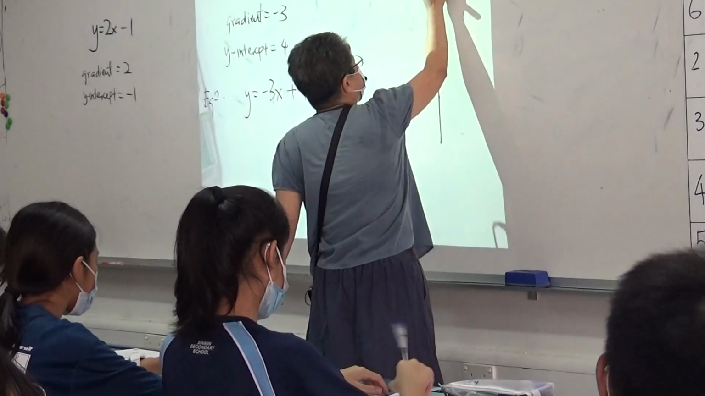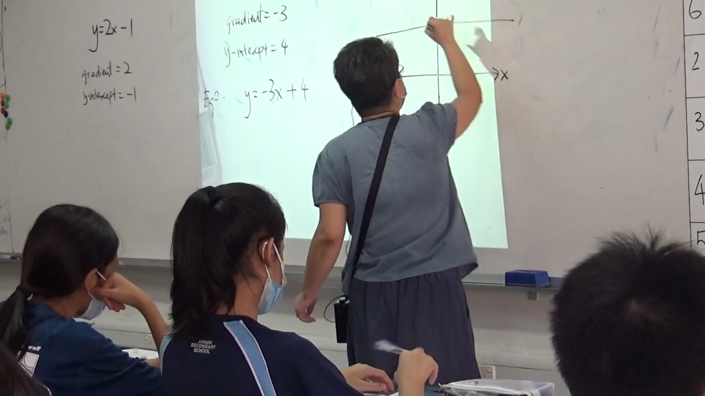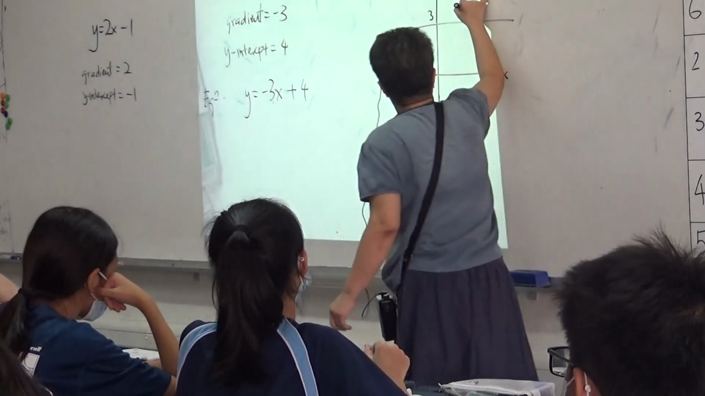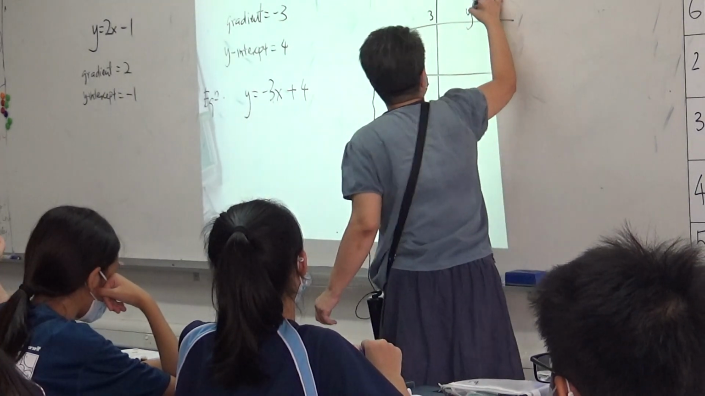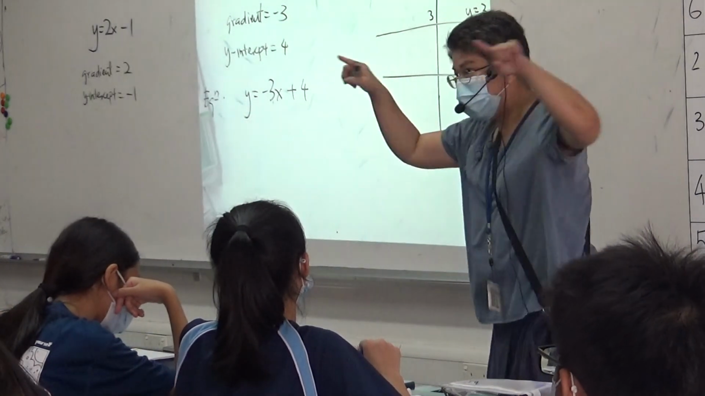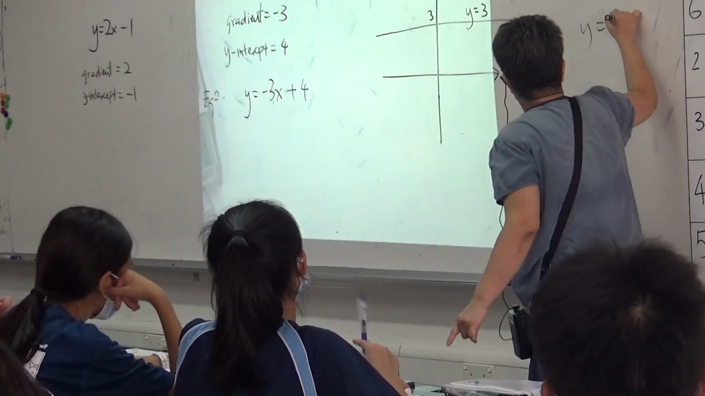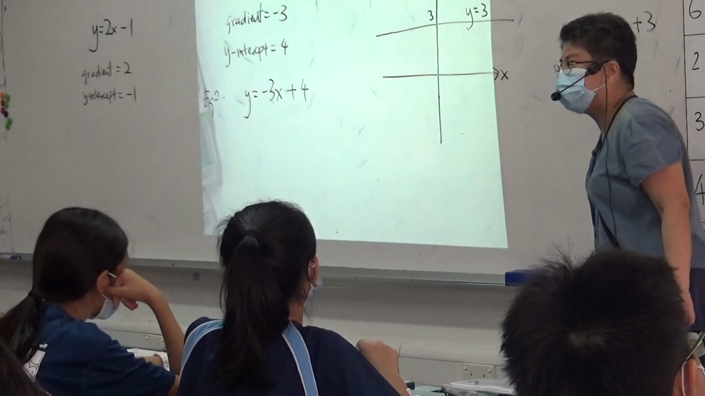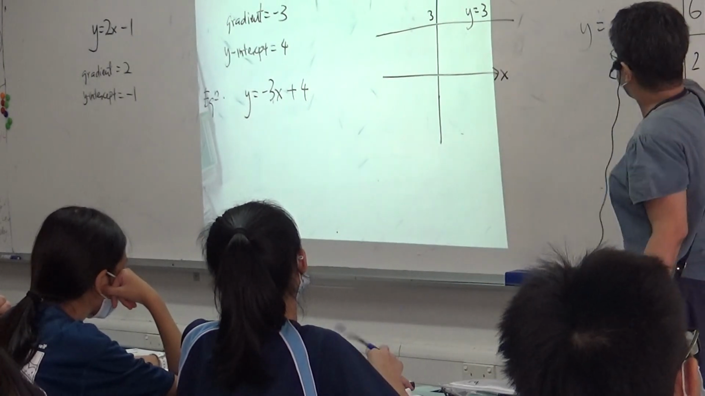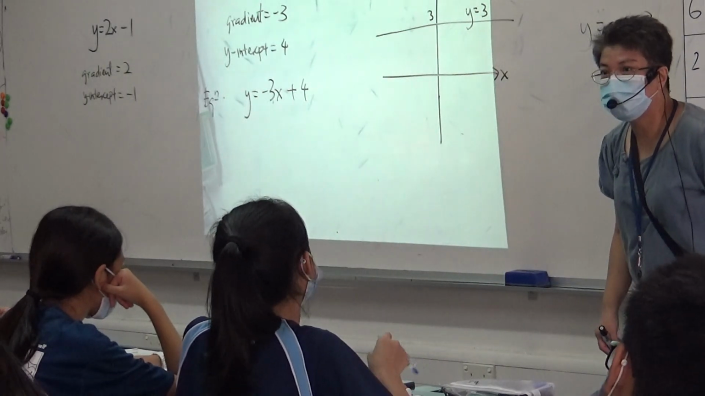Now, first look up. What if I have a horizontal line passing through 3? The equation is just y equals 3, because the gradient is 0. You can see the horizontal line gradient is 0. Actually, it's y equals 0x plus 3, right? Because the y-intercept is 3, but because of 0x, we don't need to write it down. So it's just y equals 3.